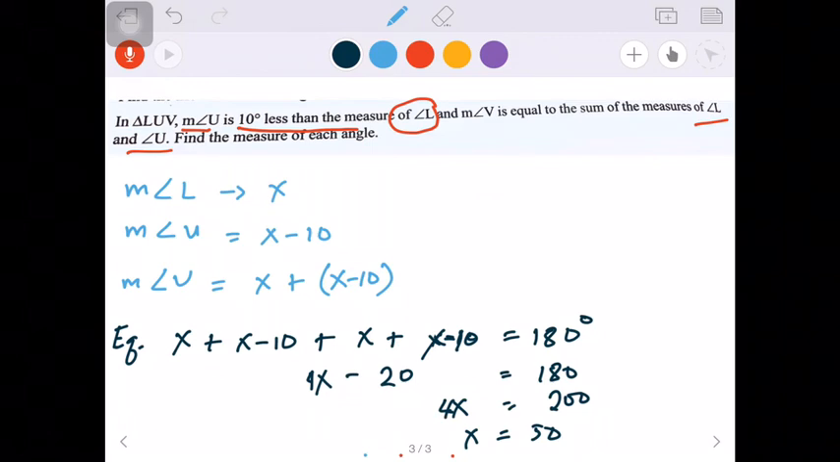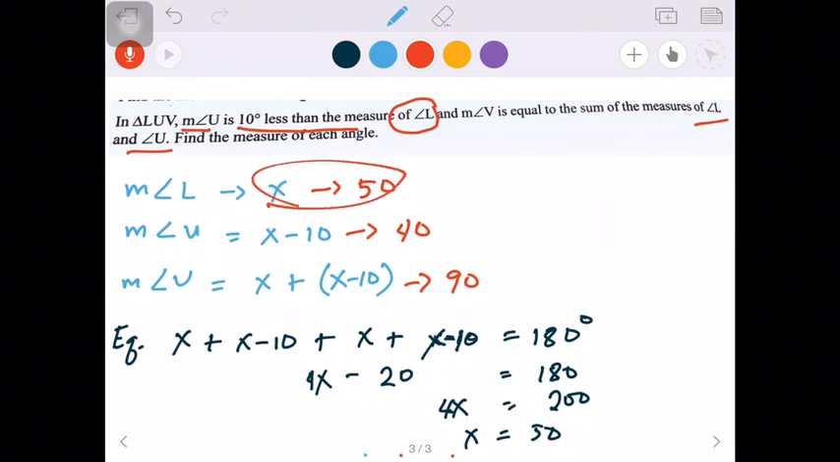But that is not yet the answer. Let's go back to our given. So this becomes 50 here, this becomes 40, and this becomes 90. Let's see if the logic holds. x is 50. This is 10 less than x, so that's 40. And angle V is just the sum of angle L and angle U, which is actually correct. So here, we've proven that our answers are correct, which means we have arrived at the correct answer.